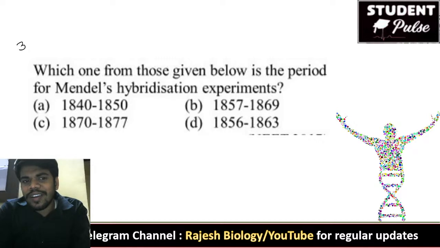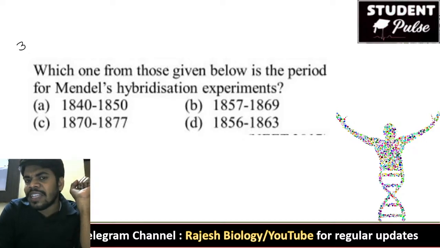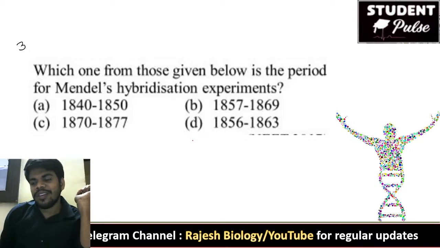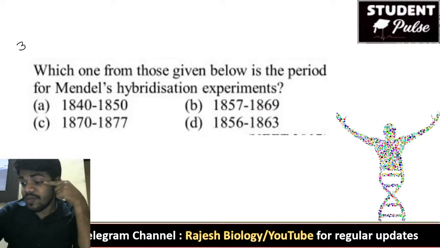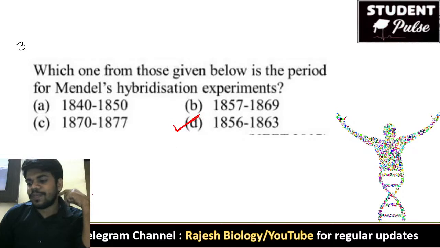Which one from those given below is the period for Mendel's hybridization experiments? Very easy question it is. Repetitive question it is. We read this sentence several times from our NCERT textbooks. So, which year it is? Very good, Lokesh. That is 1856 to 1863. Excellent.